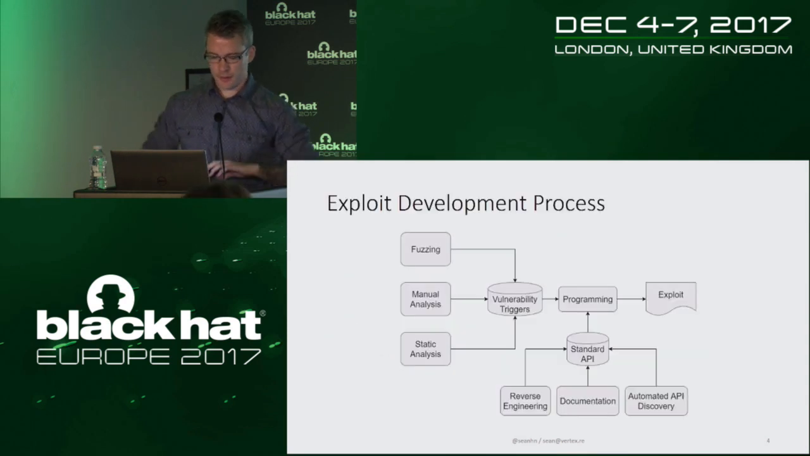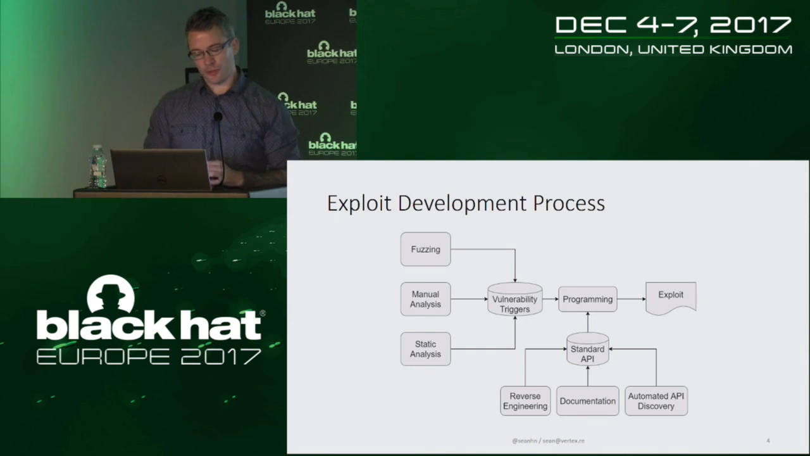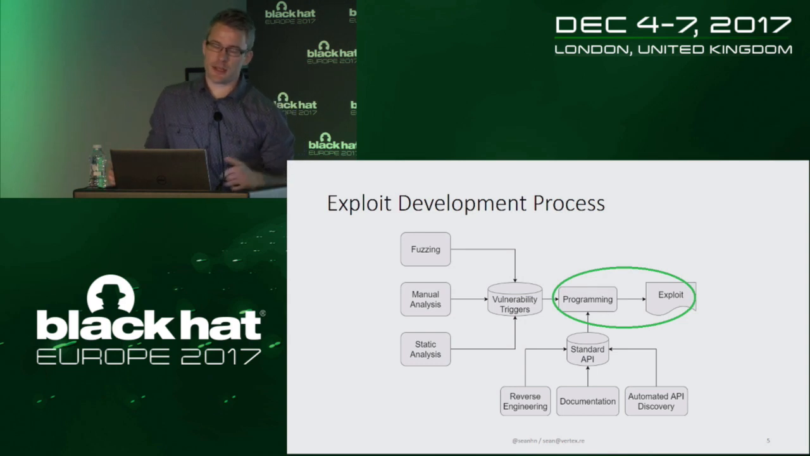So the exploit development process at a very, very high level, I guess you could view as something like this. We have some means of discovering vulnerabilities, we have some means of figuring out what the program's API is, and then the process of producing an exploit is actually programming, right? So we're using available vulnerability triggers, we're using the standard API, and we're programming the state of the target application in order to move it into a state that's advantageous to us as attackers. What we're going to be looking at today, predominantly focusing on, is this part here.